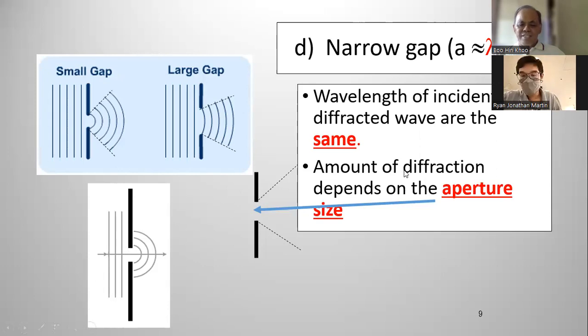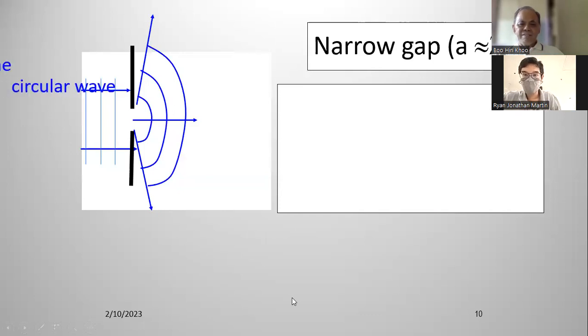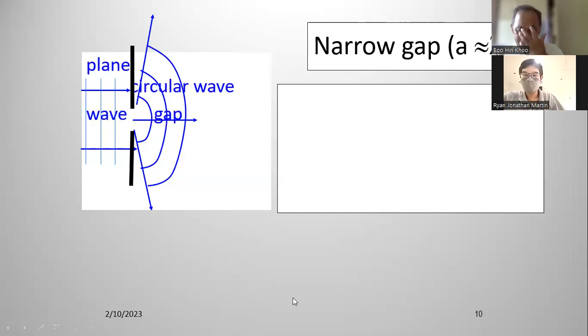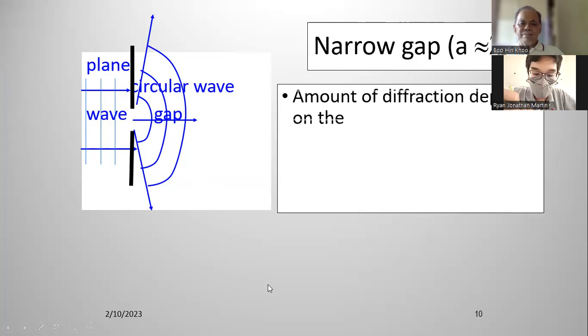The amount of diffraction, or the amount of spreading, depends on the aperture size, that size there. Plane wave, narrow gap, circular wave here.